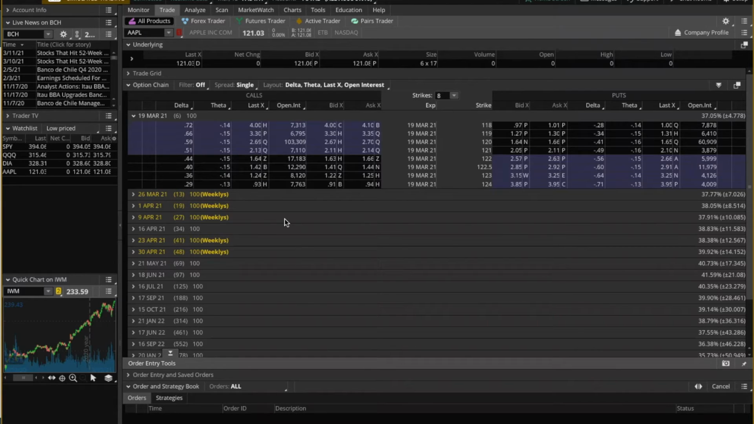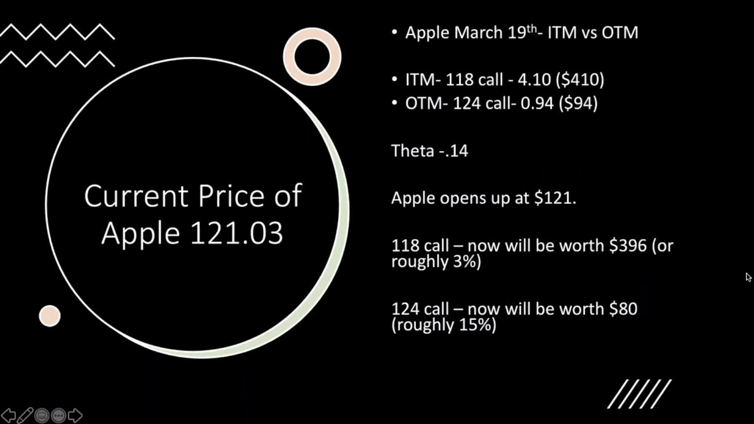So I'm going to go into an example. You can see right here, again, we're looking at the 118 call for $4.10, which is going to cost you $410. Again, remember, it's always multiplied by 100. The out of the money call, the 124 call in this example, is 94 cents or $94. And this is for March 19th, expiring in 6 days. So theta, we'll say it's roughly 14 cents for both. The in the money was 14, out of the money was 13, but we'll just do 14 for this example. It's going to be pretty close.